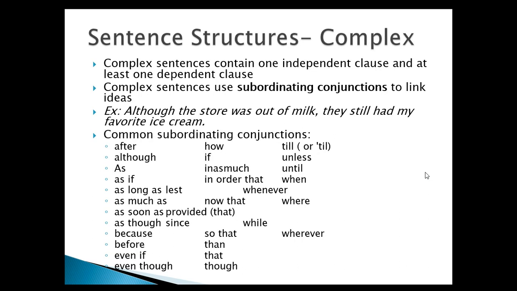Complex sentence: it contains one independent clause and one dependent clause. If you look at the example here, although the store was out of milk, they still had my favorite ice cream. Although the store was out of milk has a subordinate conjunction, although, and it cannot stand by itself. That's why it has the next part, the independent clause, which is they still had my favorite ice cream.